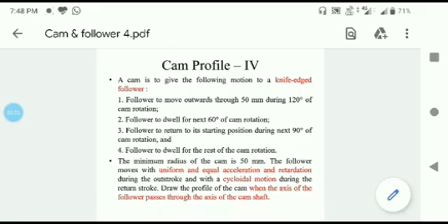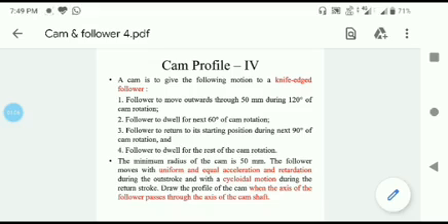In this lecture, we will discuss two more types of follower motion. One is the uniform and equal acceleration retardation motion, and the other is the cycloidal motion. We will discuss a problem on this type of motion. We will try to draw the displacement diagram of the follower based on this type of motion, and then we have to draw the cam profile.